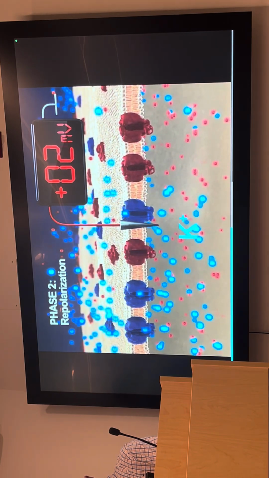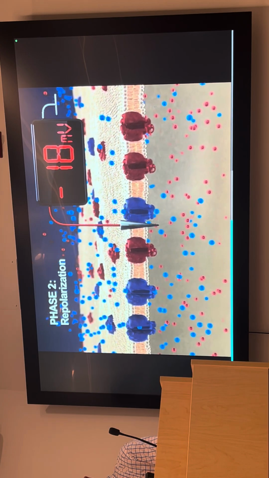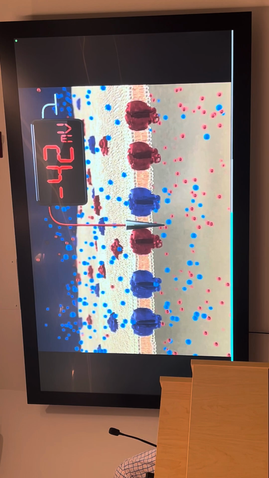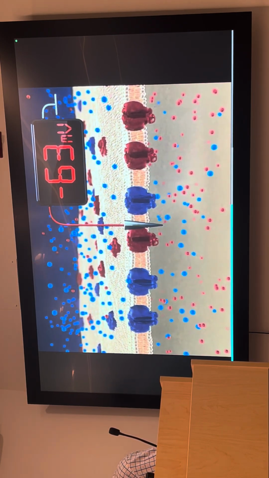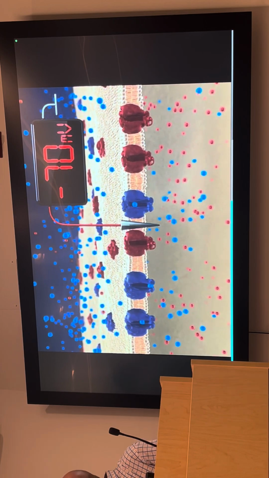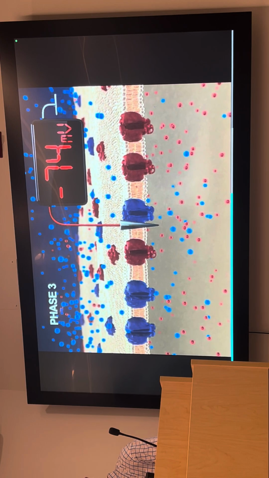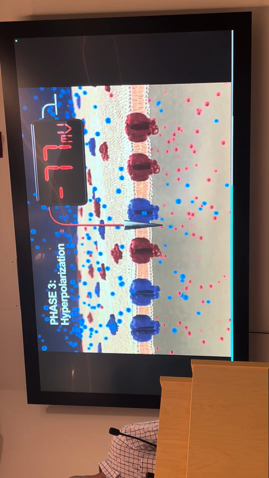As potassium ions diffuse out of the axon, the membrane potential becomes negative again. However, the membrane potential continues in the negative direction, going beyond the resting potential of minus 70 millivolts. We go below negative 70. This marks the beginning of phase 3 of the action potential, known as hyperpolarization.